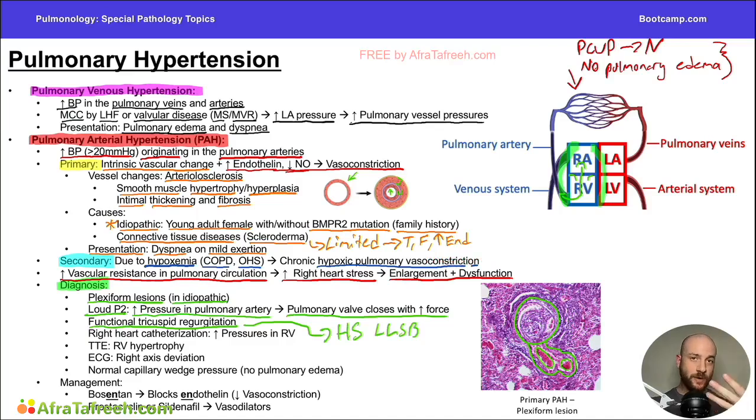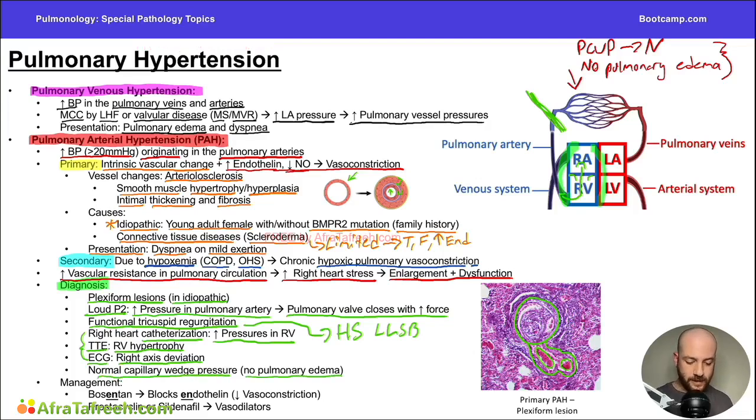sternal border. So 3 other diagnostic findings here that you can kind of just clump together as right heart stress is if we do a right-sided catheterization, we'd be able to see high pressures in the right ventricle. If we do a transthoracic echocardiogram, we'll be able to see right ventricular hypertrophy. And if we do an ECG, we'd be able to see right axis deviation, which in this case just kind of indicates that there is right ventricular hypertrophy or overload. Finally, like we mentioned, because the problem is arising in the pulmonary arteries before the pulmonary capillaries, we're not going to see involvement of the pulmonary capillaries. And so we're going to have normal capillary wedge pressure, and there's going to be no pulmonary edema.